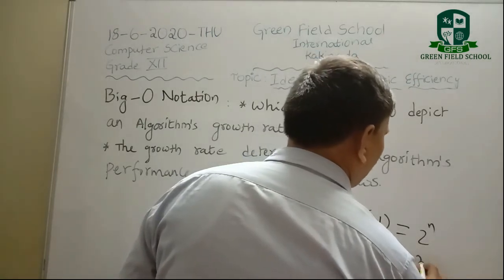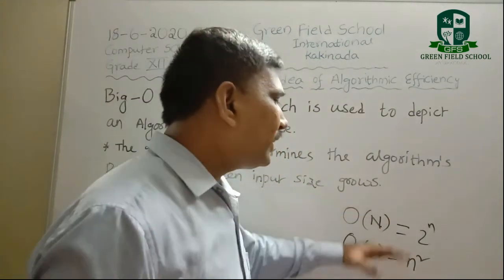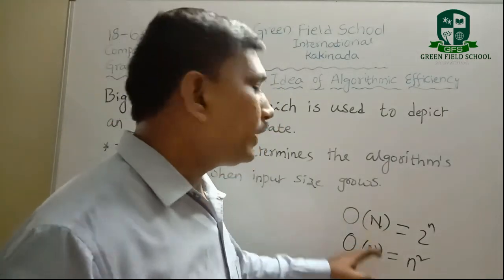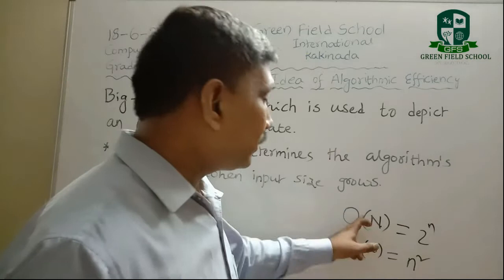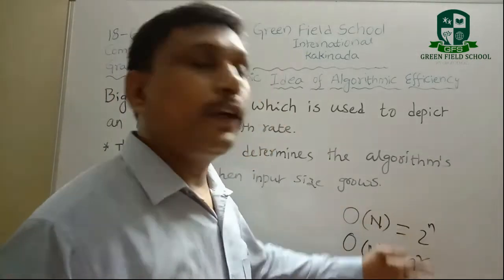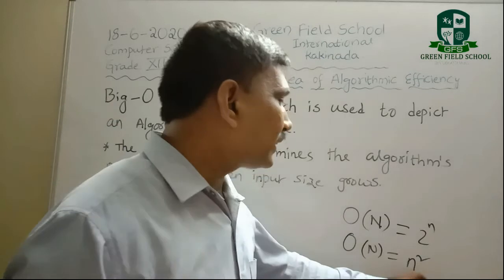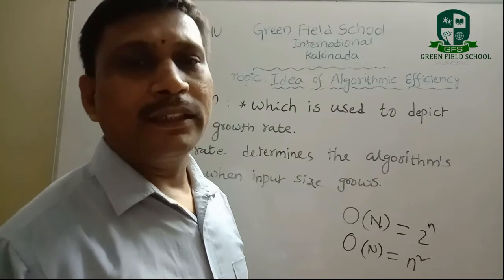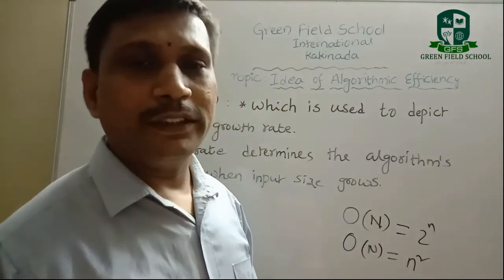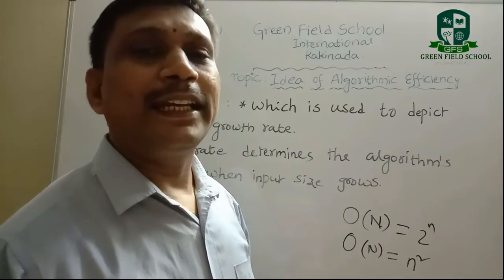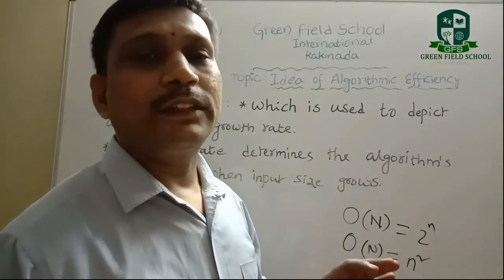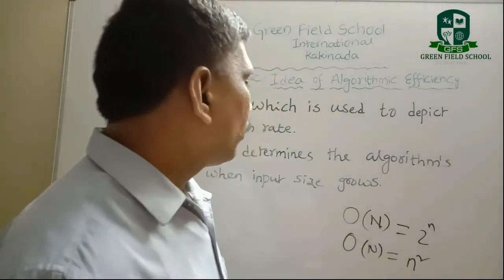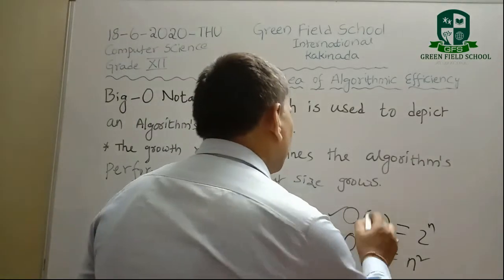n square, for example. Then we compare these two growth rates when we give different input n values, where n is the input size. We calculate the n square values and 2 power n values in a tabular manner, then decide which one is the best. In this manner we calculate big O notation for the same problem with different techniques.